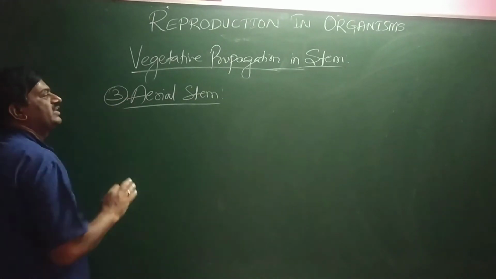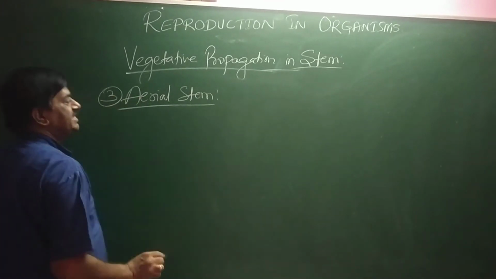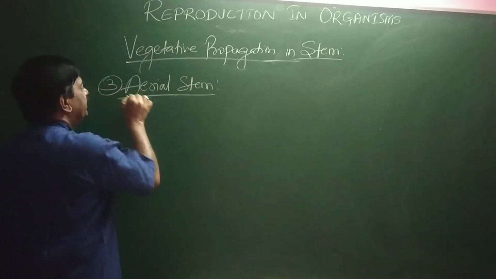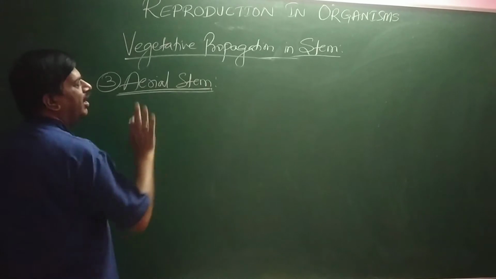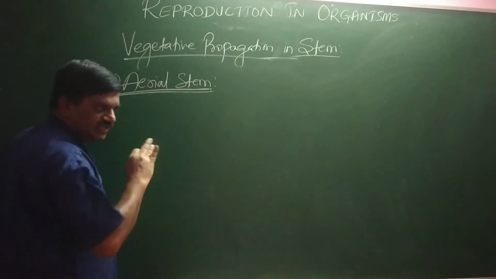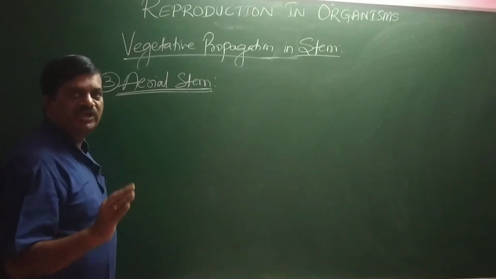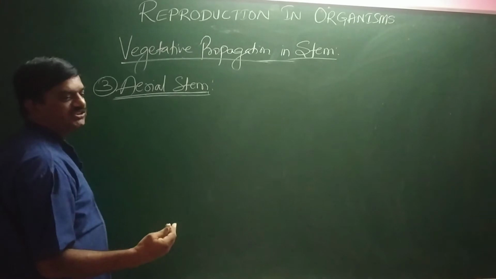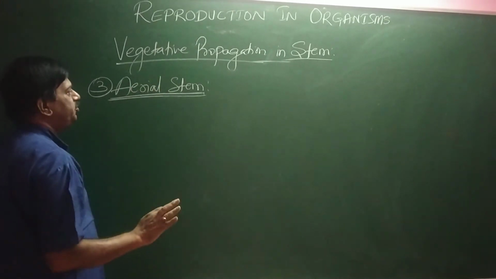Next one, we are going for the other one called aerial stem. In an aerial stem, the stem is above the ground level, hence we call it aerial. Majority, 99% of the stems are aerial. They show phototropism, meaning moving towards light. But here, some of the modifications of the stem are present for reproduction, called vegetative propagation.